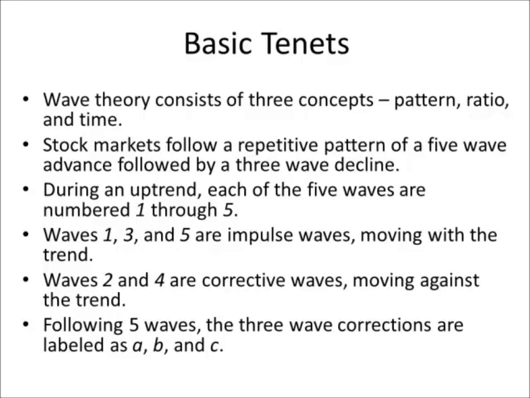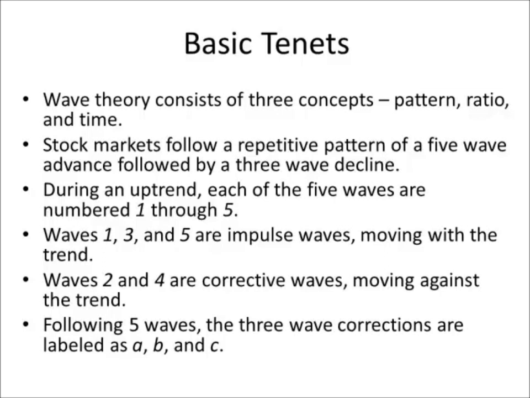So we'll start talking about the pattern first when we talk about the basic tenets. Stock markets follow a repetitive pattern of a 5-wave advance followed by a 3-wave decline. Now just think of a wave as a straight line going either up or down, right? So a straight line, maybe diagonal, because we're also moving across in time. So an up movement would be a diagonal line upwards, a down movement would be a diagonal line downwards, and these would be waves. So in general, we will see a 5-wave advance followed by a 3-wave decline.